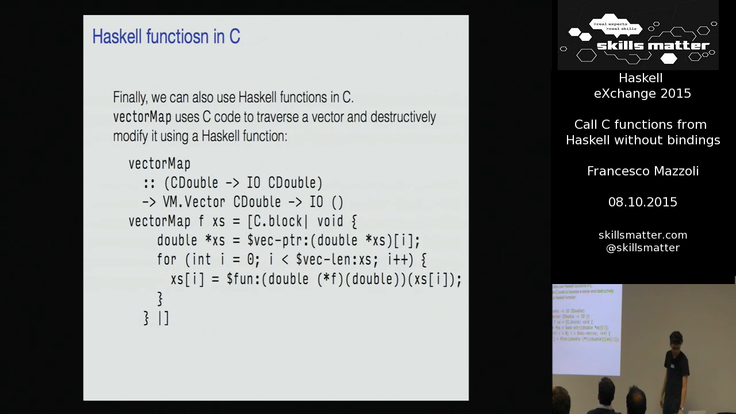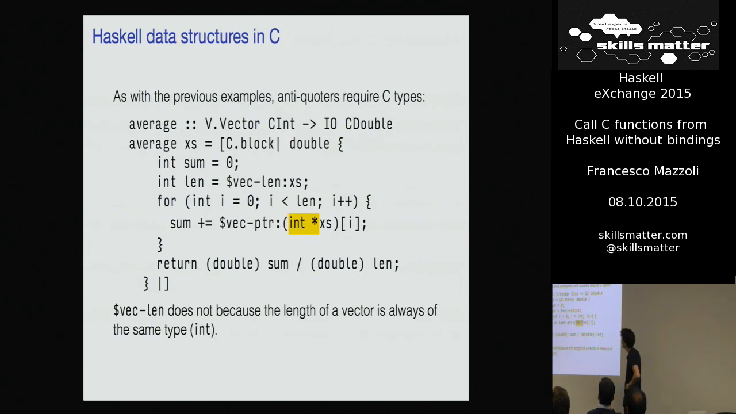Where are these anti-quoters defined? I will talk about this. It's completely user defined. It's not baked in. I will explain how this works. They're not Haskell functions per se. There is no identifier called that in Haskell, but there is a way to define this.